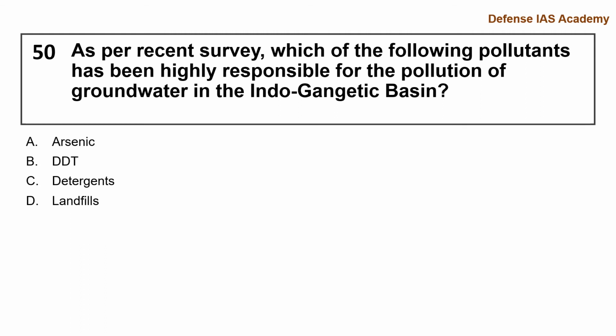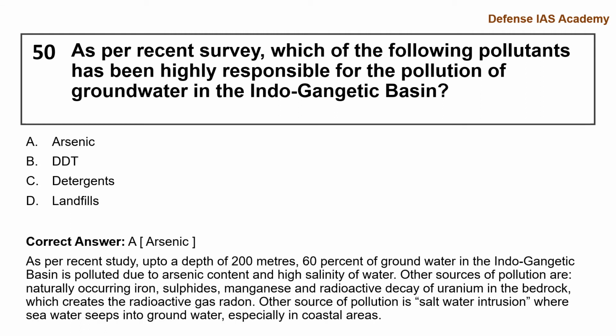Indo-Gangetic basin. The correct answer is option A, arsenic. As per a recent study, up to a depth of 200 meters, 60% of groundwater in the Indo-Gangetic basin is polluted due to arsenic content and high salinity of water. Other sources of pollution are naturally occurring iron, sulfides, manganese and radioactive decay of uranium in the bedrock, which creates the radioactive gas radon. Another source of pollution is saltwater intrusion, where seawater seeps into groundwater, especially in coastal areas.